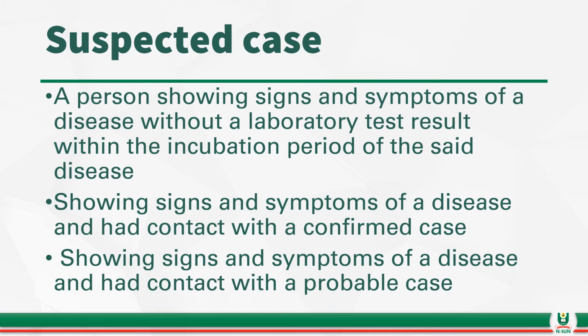So a suspected case shows signs and symptoms of a disease and must have had contact with a confirmed case, even though there hasn't been laboratory confirmation. But the person is showing signs and symptoms and has had contact with a confirmed case. Like having contact with someone who has COVID, but you're not showing signs, or you are showing signs and symptoms and you have had contact with somebody.